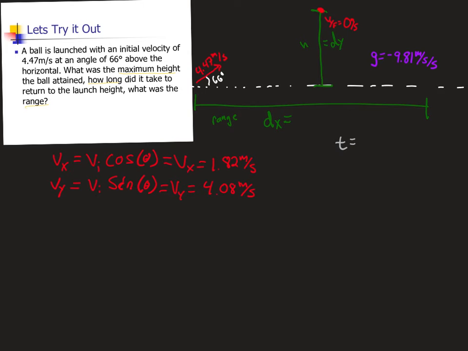I have those velocities, I can now start going through the process. I can't use distance is equal to 1/2 gt squared yet because I don't know a time or a distance. Looking for both of those, I can't solve for two unknowns.